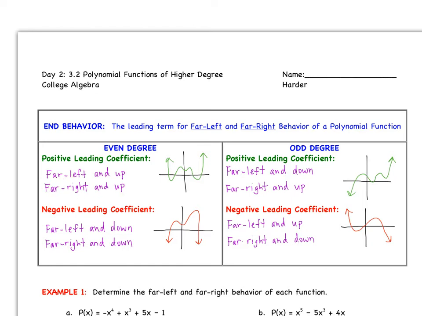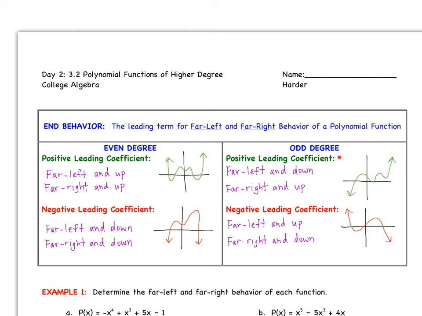Now, if it's an even degree polynomial but a negative leading coefficient, again, picture a quadratic with a negative leading coefficient, you should know that it opens down. Again, I don't care what happens in the middle, okay? So as x is getting small, small, small, y is also going small, small, small. So we would say far left and down, and then what's happening as we go farther to the right, we're also going down. So far right and down. So even degree, the end behavior is even with one another, okay? Far left and up, far right and up, or far left and down, far right and down.